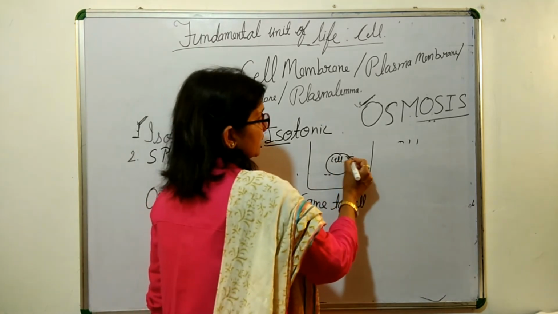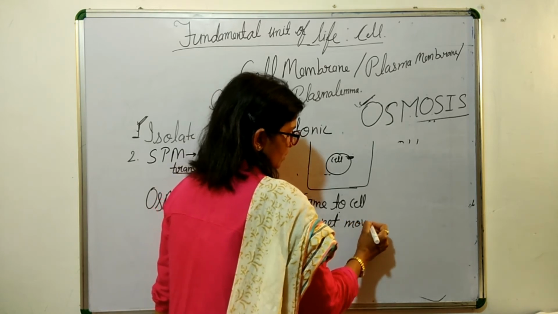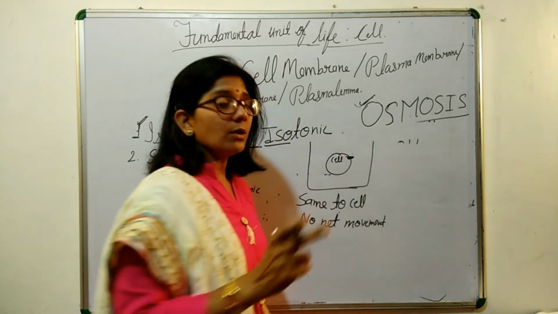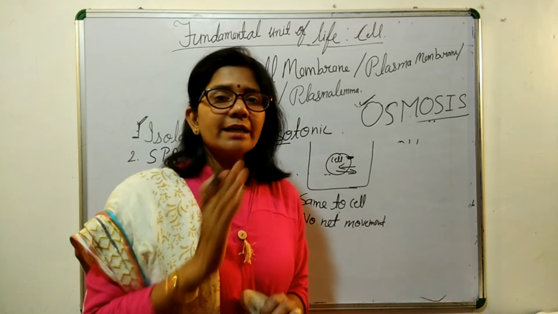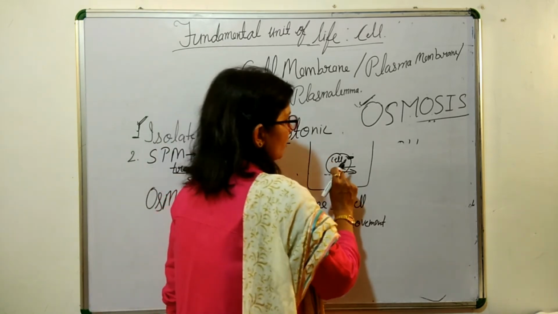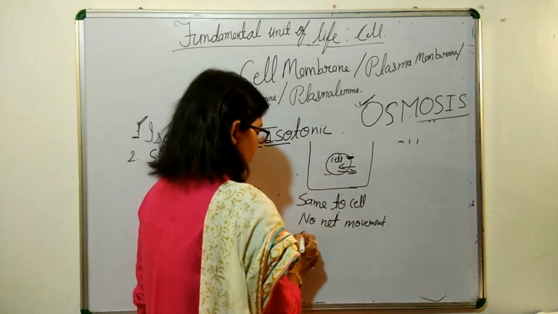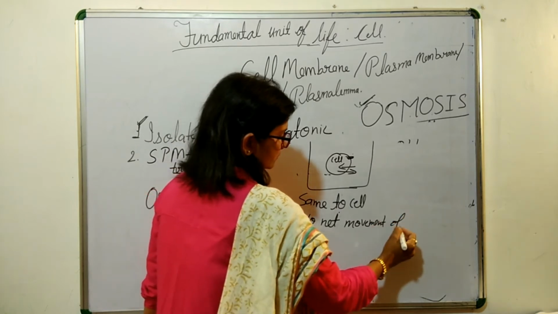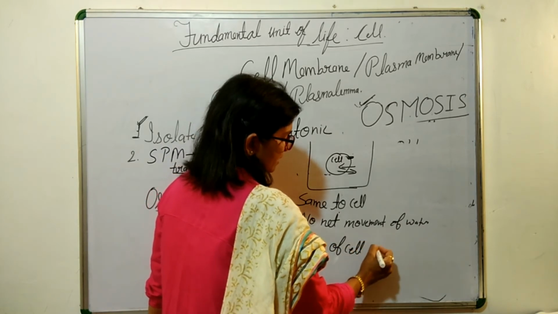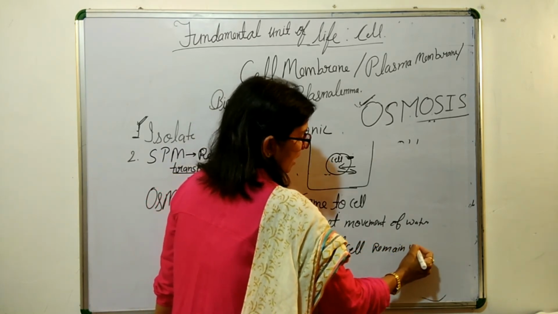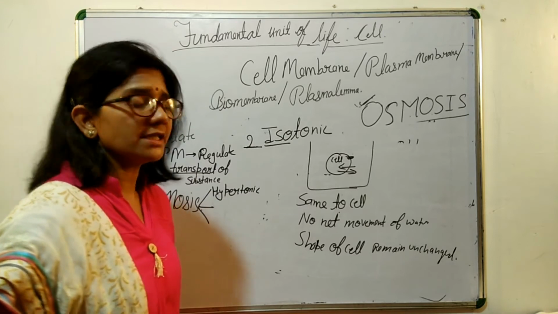What will happen? There will be no net movement of water. Although there will be movement of water in both directions, the net movement is zero. This means an equal amount of water will go out and the same amount of water will come inside the cell. So the shape of the cell remains unchanged. Okay, so it was about this isotonic solution.